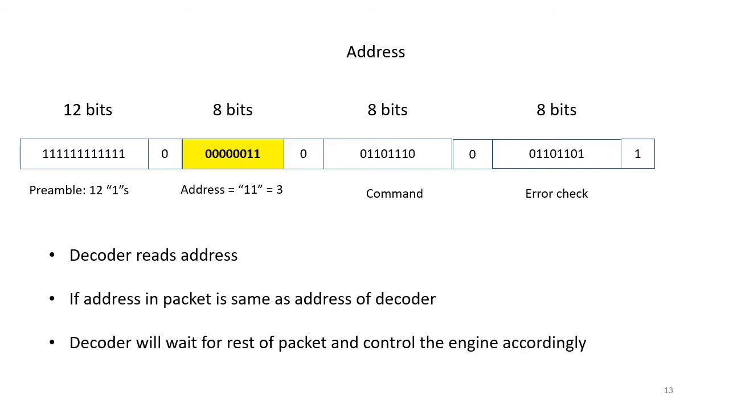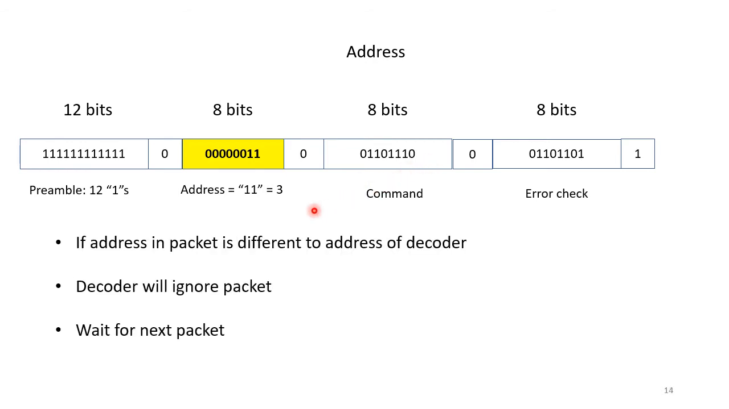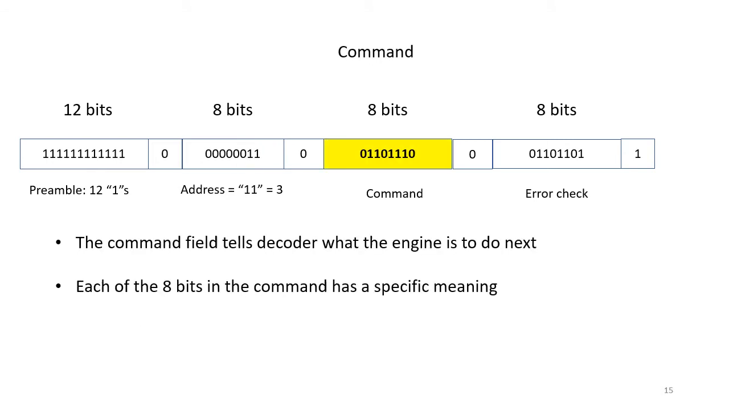The decoder receives the address in the packet. If the received address is the same as the address in the decoder, it knows that packet is destined for itself, so it will then wait for the command and act on the command. If the address in the packet is different to the address of the decoder, it knows this packet is not intended for itself, it's intended for some other DCC decoder on the layout, and it'll ignore the packet and just wait for the next one.